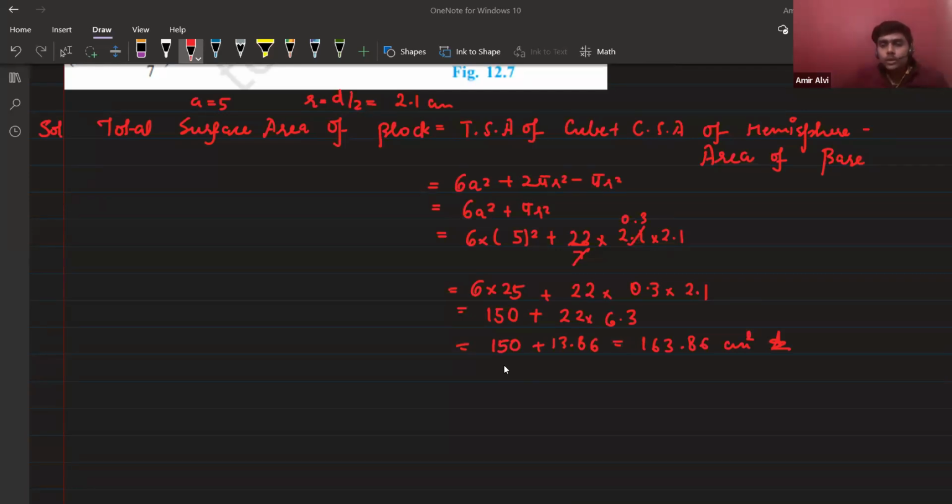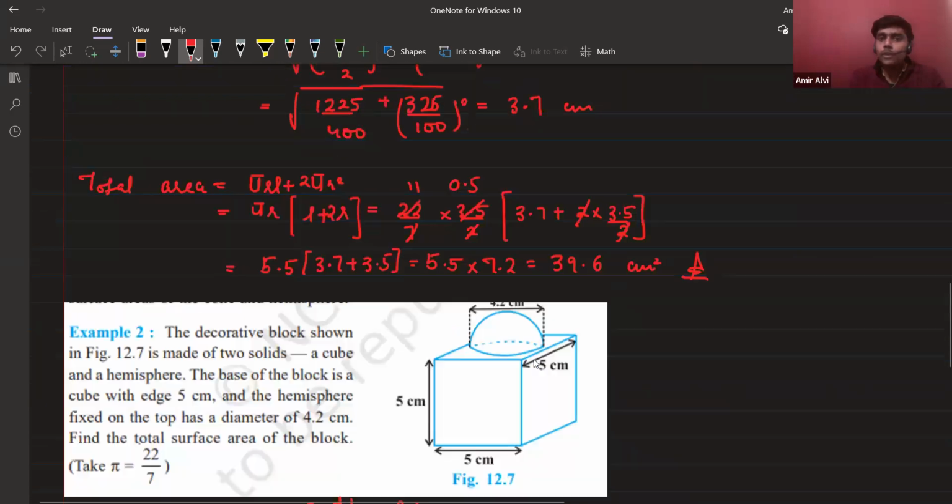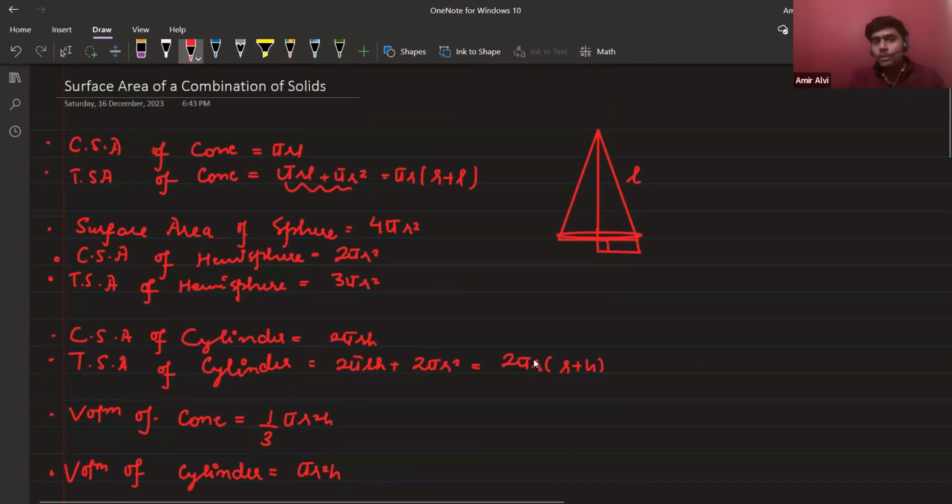Very good. So these types of questions will be there. We have started the basic questions. In the next class, we'll be doing some more complicated questions based on combination of solids, surface area of solids. Clear, everybody? Yes, sir. So what we have done so far, we have covered the formulas of this chapter, and then we have started the numericals based on them.